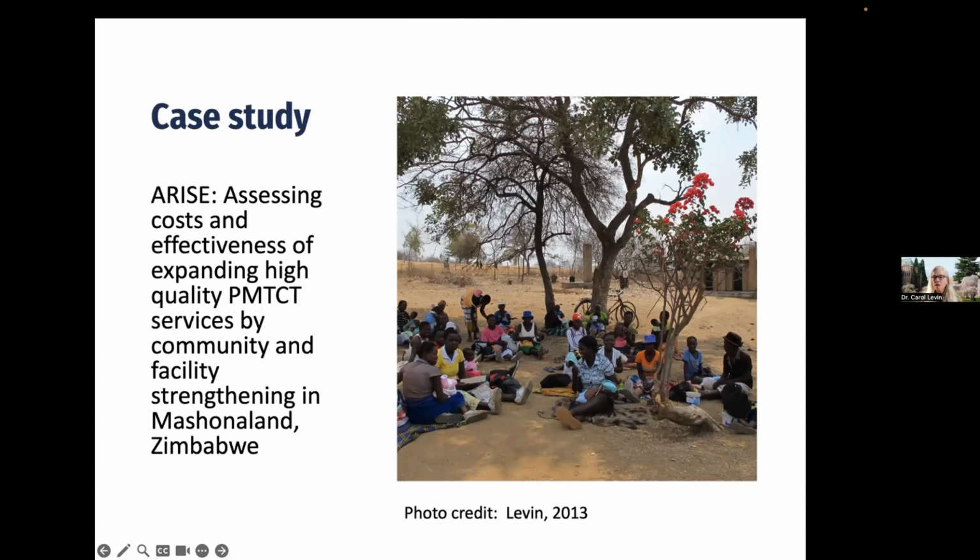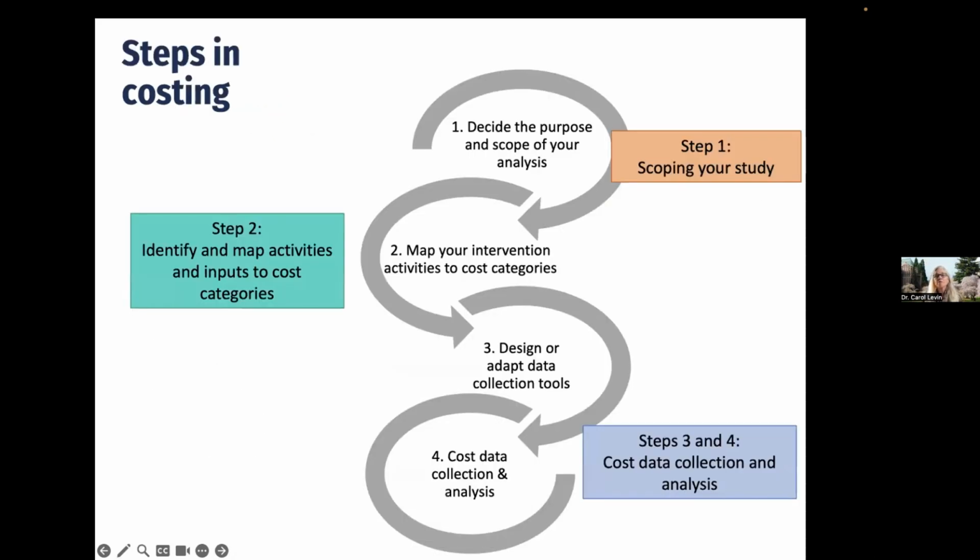It was assessing costs and effectiveness of expanding high-quality PMTCT services by community and facility strengthening in Mashonaland, Zimbabwe. I picked this because this is in 2013, before I even knew what implementation science research was. But looking back on that study, I realized that, in fact, it was an implementation science study. It was tweaking the delivery of services by strengthening supportive supervision and mentoring. And I'll get into that in a moment.